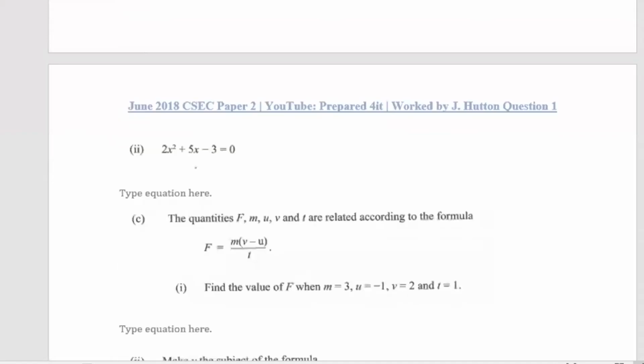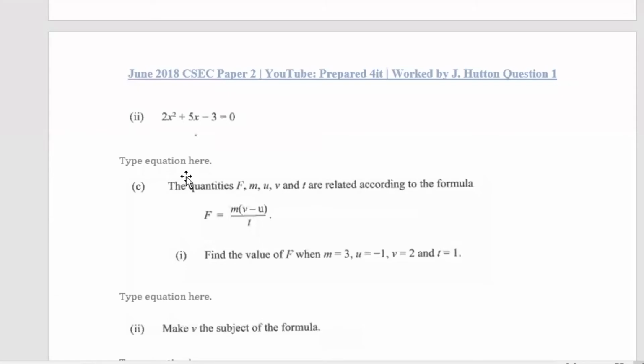Part 2 now, which some persons have brilliantly solved. It is a quadratic equation, so basically now we are factorizing using quadratic. What we know is that when we see this, our A term is 2, our B term is 5, and our C term is -3.